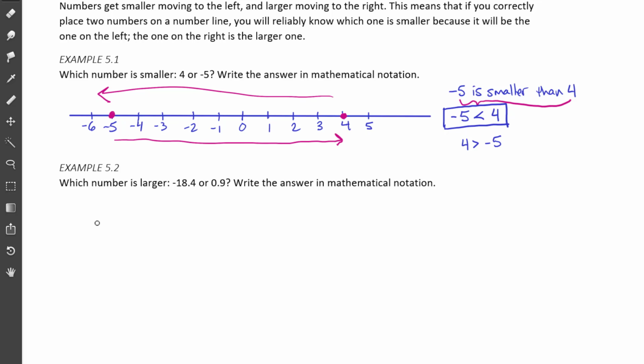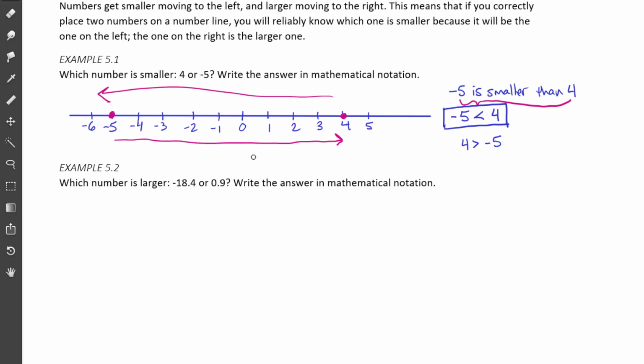Write the answer in mathematical notation. So a couple of things before answering this. I want to point out 0.9 and -18.4 are not labeled on the version of the number line that we used in example 5.1. The thing about number lines is subdivisions exist as small as you want to make them.